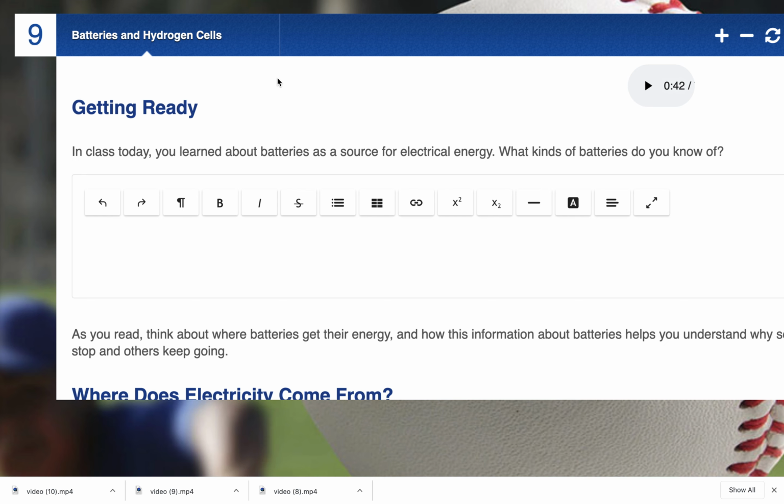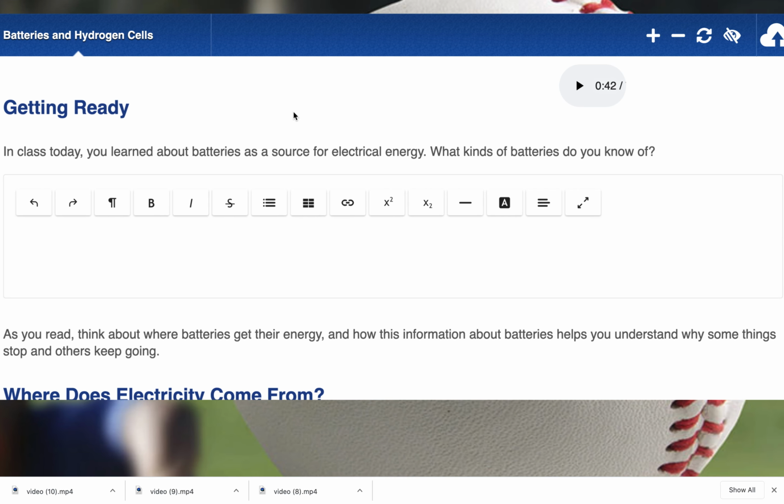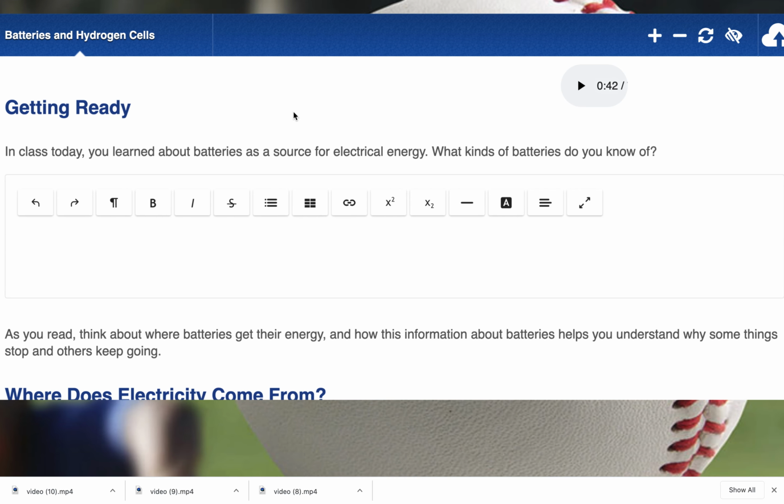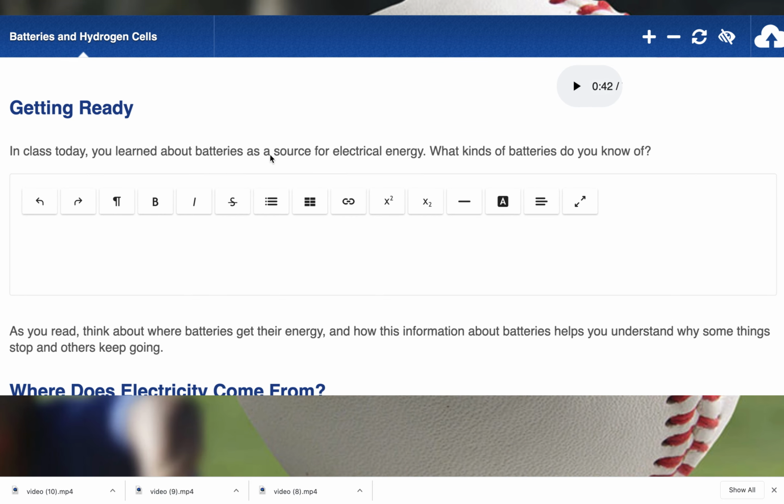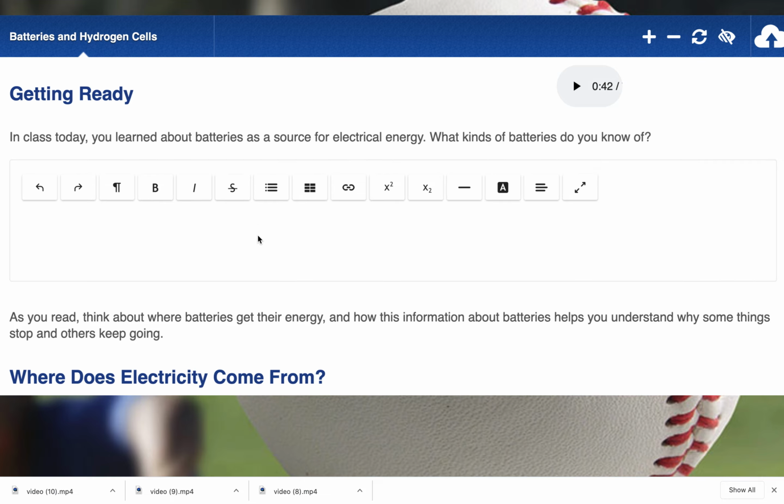Batteries and hydrogen cells. Getting ready. In class today, you learned about batteries as a source for electrical energy. What kind of batteries do you know of? As you read, think about where batteries get their energy and how this information about batteries helps you understand why some things stop and others keep going.